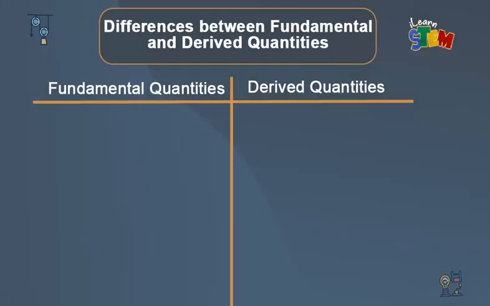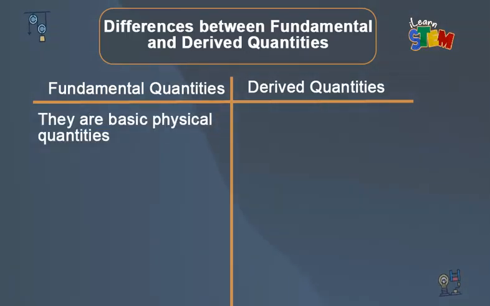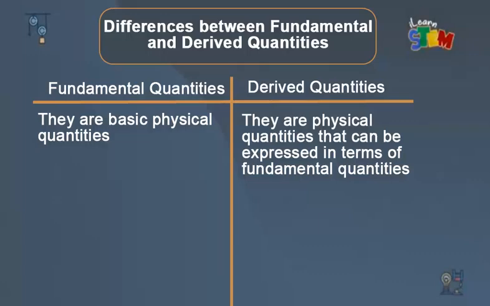Now, here are some of the major differences between fundamental and derived quantities. First, definition. Fundamental quantities are basic physical quantities that cannot be expressed in terms of other quantities. This means they are natural, original, etc. Derived quantities, on the other hand, are physical quantities that can be expressed in terms of fundamental quantities.